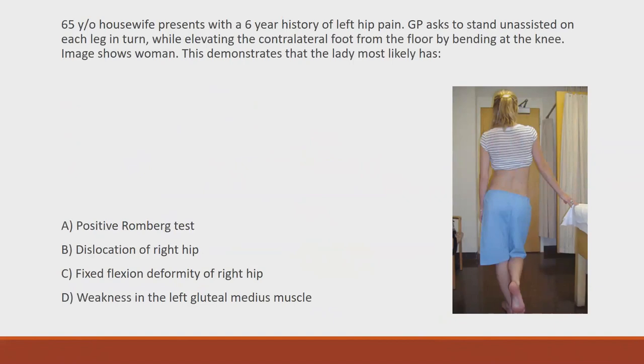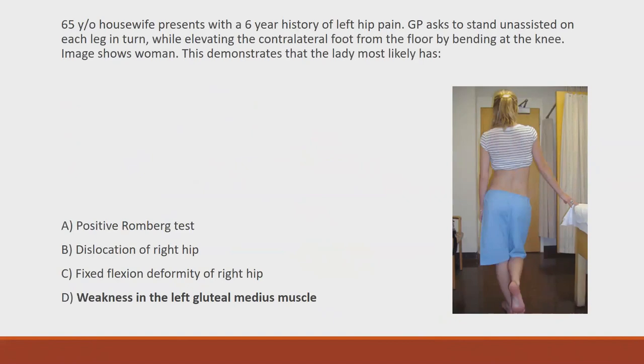So it's D, weakness in your left gluteus medius muscle. I think that's supposed to say gluteus medius. Anyways, so somebody said A, what's the Romberg test used for? Yeah, it's balance. It checks your cerebellar function, right? It's obviously not a dislocation of your right hip because you wouldn't be standing like that. Fixed flexion deformity, we'll talk about it in a little bit, and then weakness in the left gluteus medius muscle.